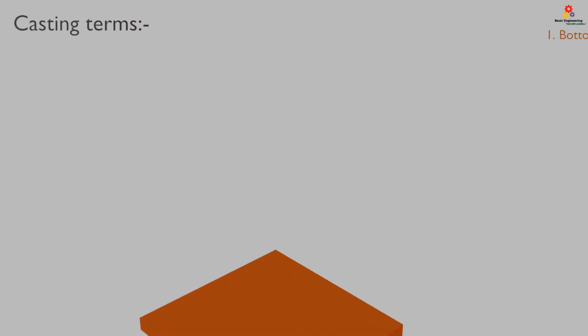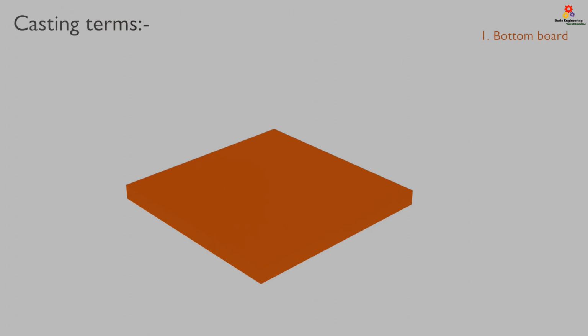The first term is bottom board. This is the very first step we need to complete in the casting process. The board is used at the bottom side of the casting setup so that the setup can be mounted on it. This bottom board is generally made up of sand.